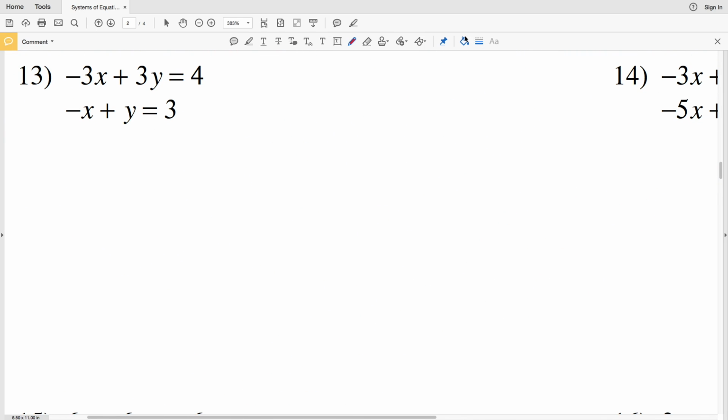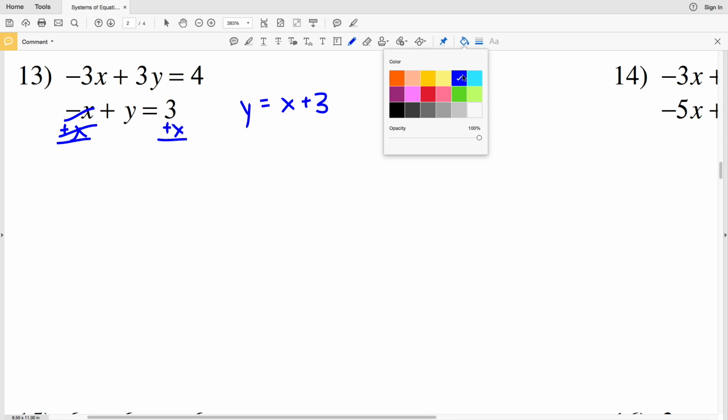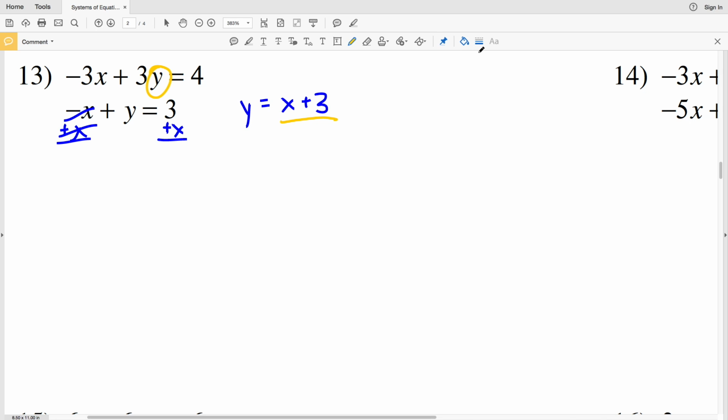Moving on to number 13, I'll solve this second equation in terms of y. So I'll add x to both sides. So y is equal to x plus 3. So I'll take x plus 3 and substitute that quantity in for y in my other equation. Hence, solving systems by substitution.